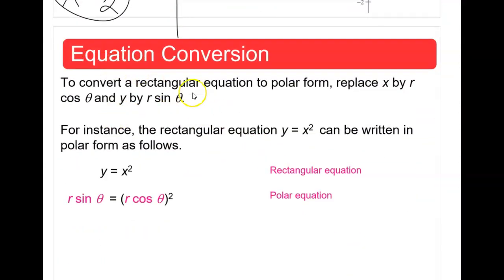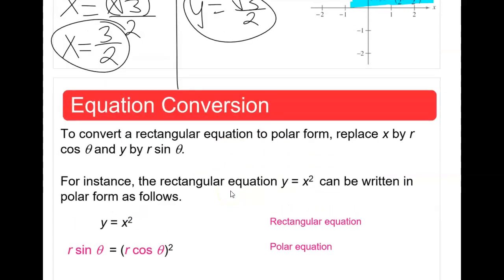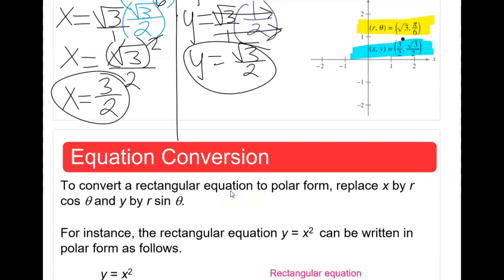So to convert a rectangular equation to polar form, we will replace x by r cosine theta. This should be together, like the r should be here.